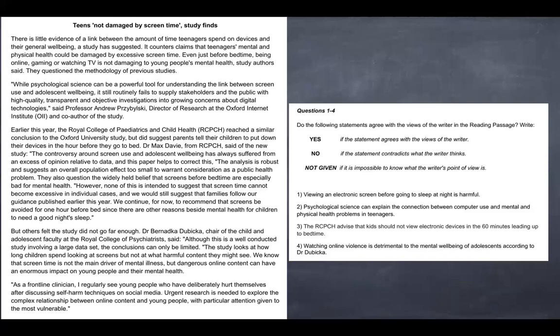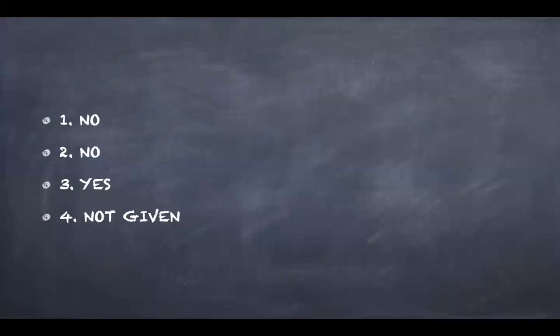So, this is how you will solve your yes, no, not given type of questions. You can see our answers for the previous passage that we have solved on the screen. No, no, yes, not given. This is how you write on your answer sheet.